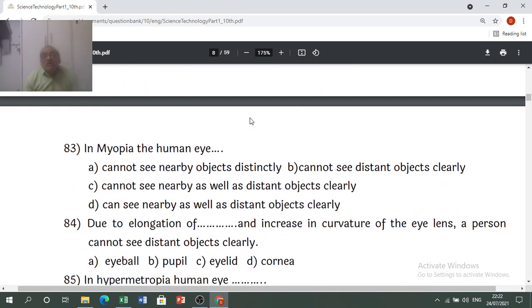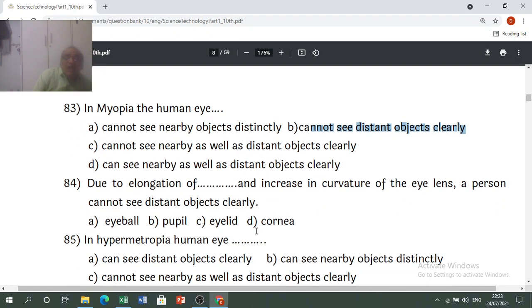Myopia in the human eye: what is myopia? Distance vision. A person cannot see distant objects clearly. That is B, because it is myopia. Due to elongation of the eyeball, a person cannot see distant objects clearly.